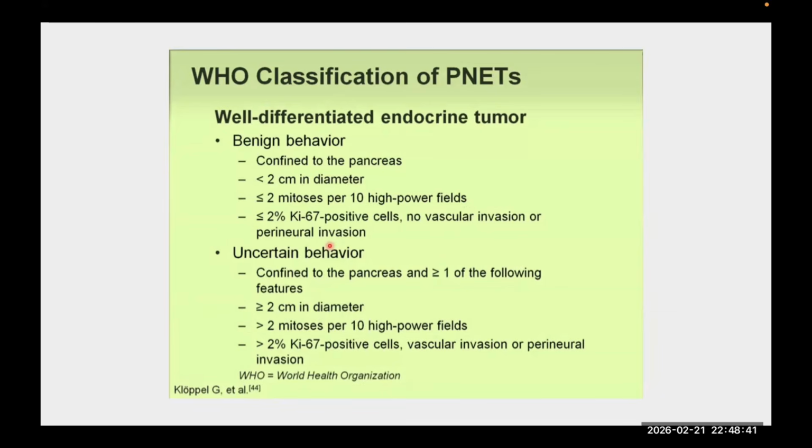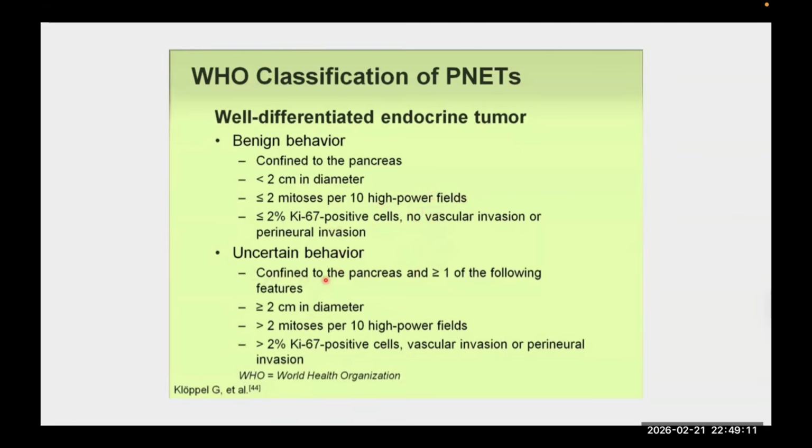Now there is a WHO classification of the neuroendocrine tumors. They can be benign or uncertain. Benign behavior is when they're confined to the pancreas and they're less than 2 centimeters in diameter, with fewer than 2 mitoses per 10 high power fields. This is seen in pathological slides, I mean, the slides that are sent to the pathology. Then 2% or less Ki-67 positive cells with no vascular invasion or no perineural invasion. So these are all things that are seen in the pathology slides.